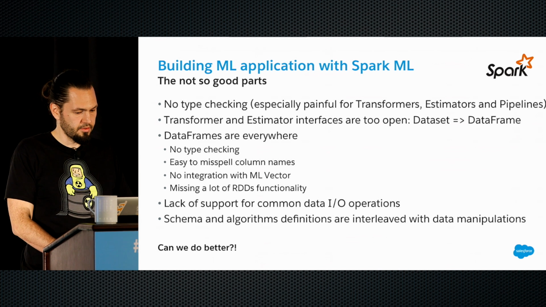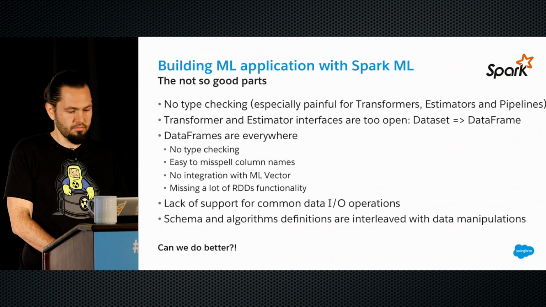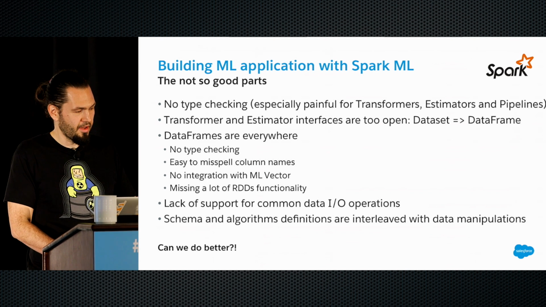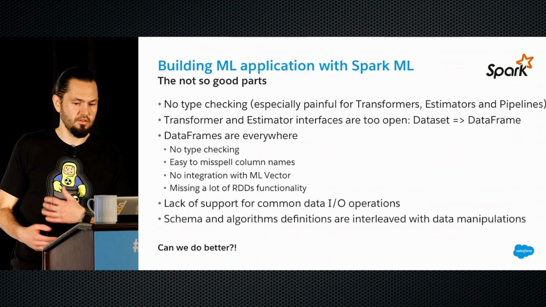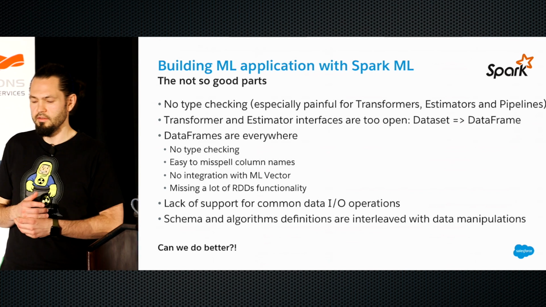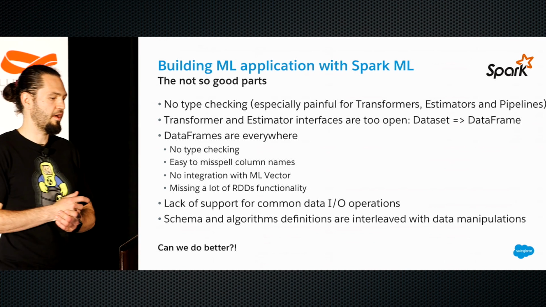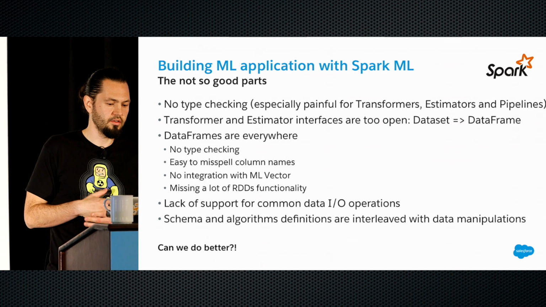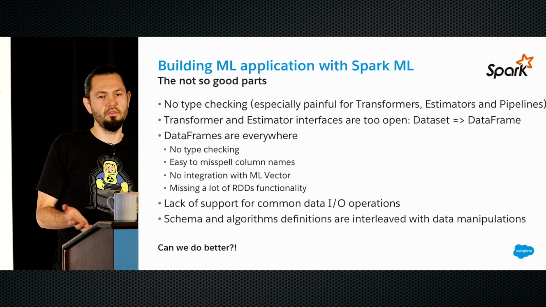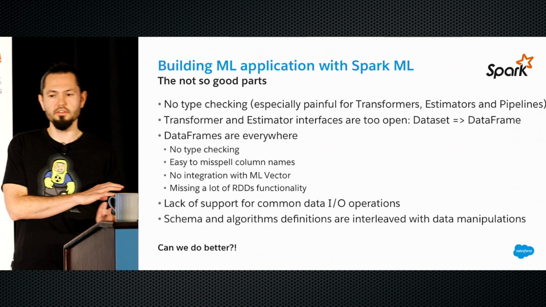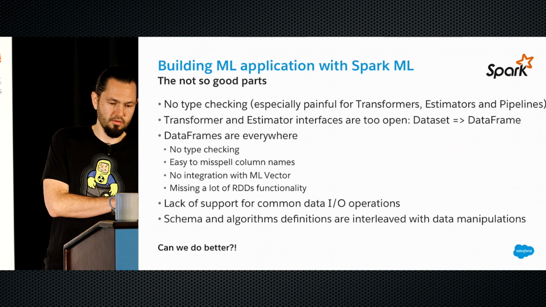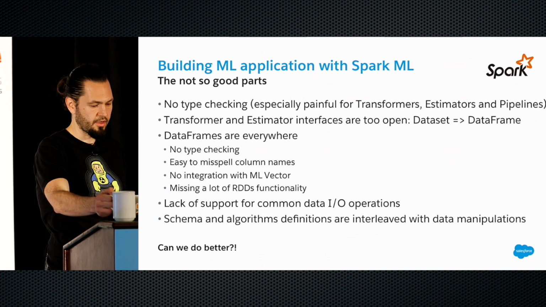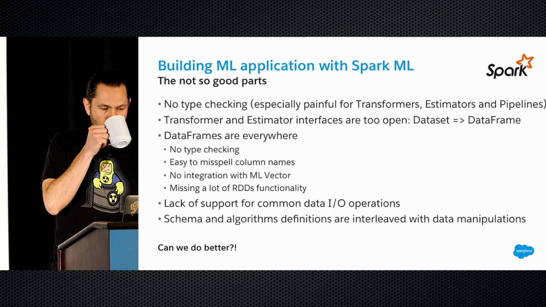Interfaces are way too open, so you get a data set, you produce a data frame. Data frames are kind of ugly, and they're everywhere. Once you start playing with Spark, even if you start with data sets, they're actually still very limited in their functionality. You can either fall back to RDDs, but they're slow. So the middle ground is the data frame, literally an untyped data set of row.